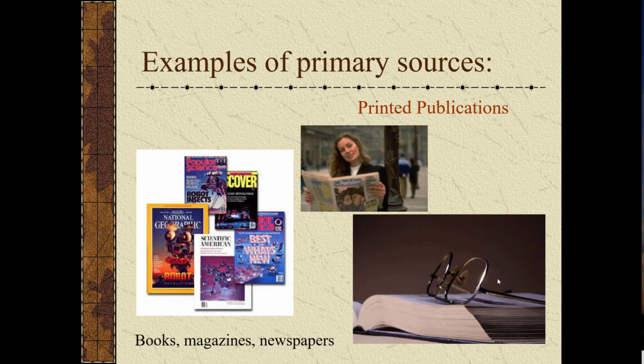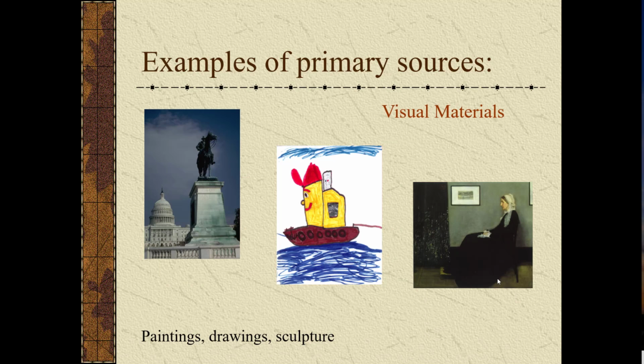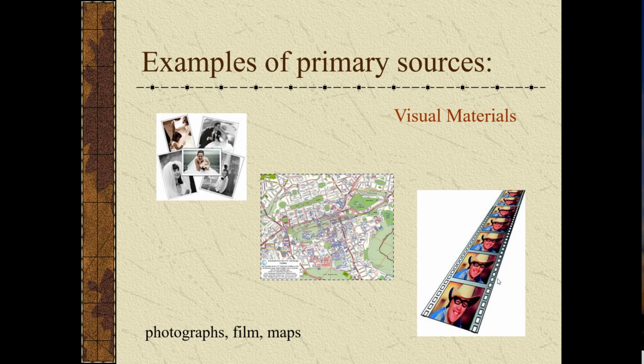So some examples of primary sources. Printed publications, things like books, magazines, and newspapers. Personal records, things like diaries, journals, or government documents. Visual materials, we mentioned this a minute ago. These are things like paintings, drawings, sculpture, even photographs. And here we go. Photographs, film, maps, those are visual materials too.